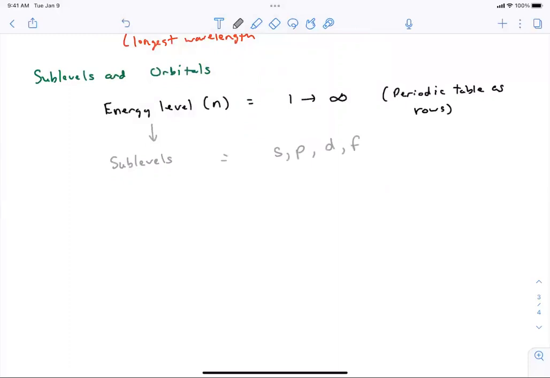Every energy level gains an additional sublevel opportunity. The first energy level, n equals 1, only has S. N equals 2 has S and P. N equals 3, S, P, D. N equals 4 is S, P, D, and then F. So every energy level has the same number of sublevel letters as the number of the energy level. If I say energy level 4, there are 4 letters, S, P, D, and then F.